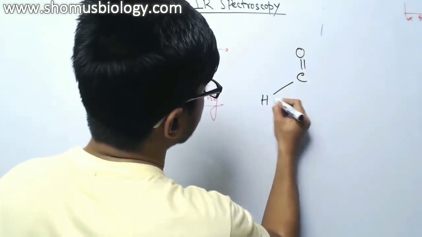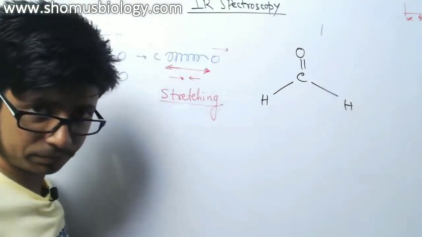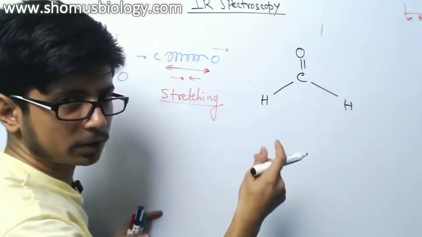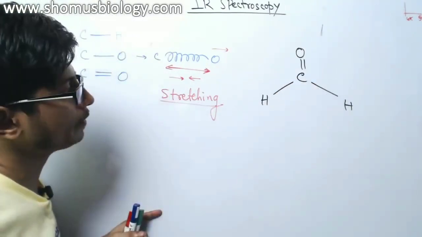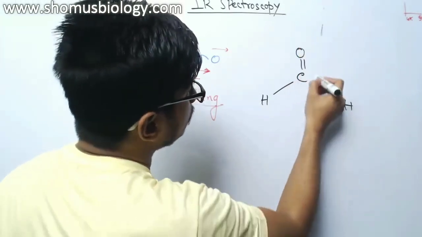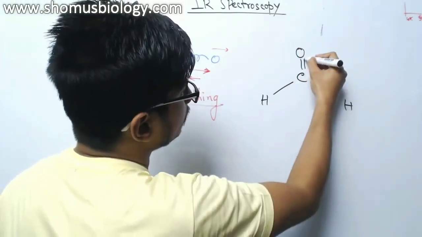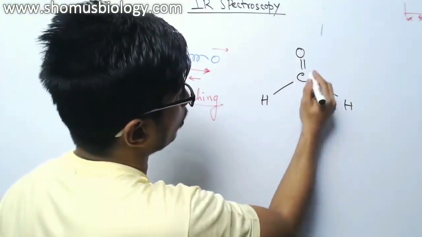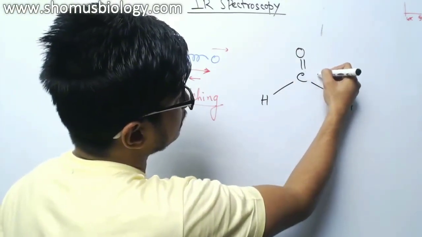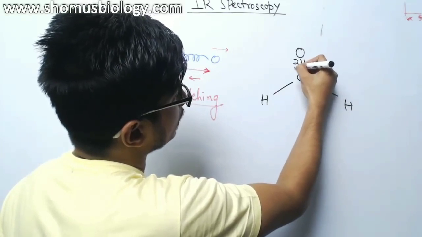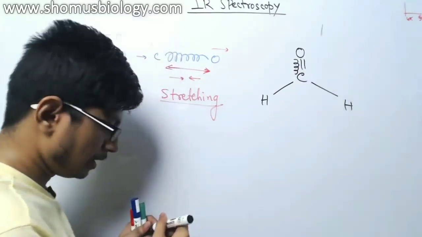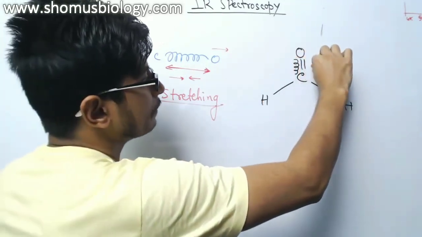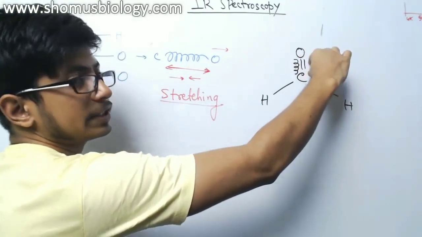Formaldehyde, this is the structure of formaldehyde, where carbon is attached to this oxygen. This is a carbonyl carbon, because this is a carbonyl group that we can see here. If we talk about this particular carbonyl bond, forget about the hydrogens, just imagine the carbon is attached to the oxygen with a spring. So there is a stretching effect between this carbon and oxygen. They stretch like this over here.